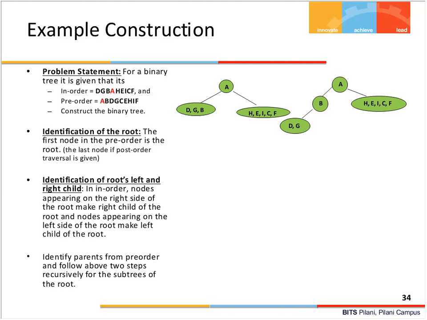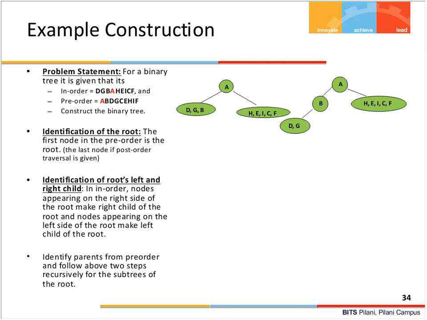So that is the reason the second tree which I am showing, DG are occurring on the left side of B. Now how do I expand D and G further? If I see pre-order, I see D is the third node immediately after B. So for this subtree, the root will be D, right? D for dog. But what is the relationship between D and G?